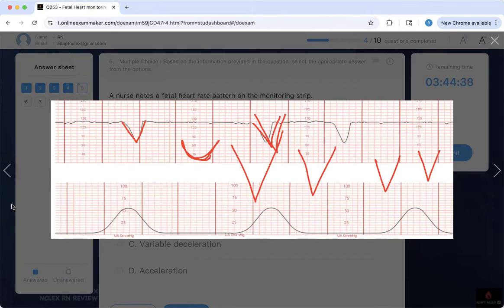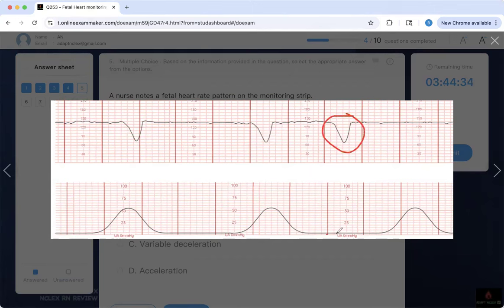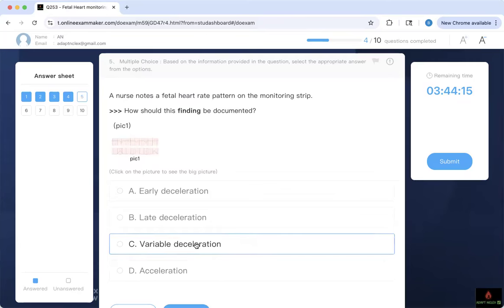At the same time, there's one more key piece of information. Look at this V. There's no contraction. That means the baby's heart rate can drop anytime. It can drop when there is a contraction, and it can drop when there is no contraction. This is what we call variable deceleration. And therefore, this is a variable deceleration.